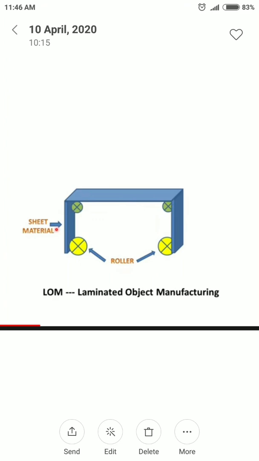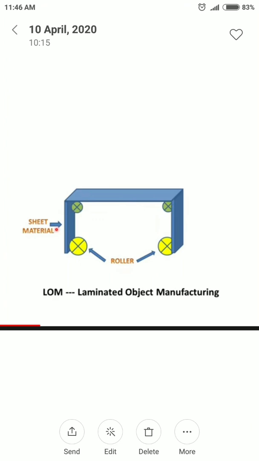Yellow are the main rollers, and green are the supportive rollers. The main rollers are rotational, and whatever sheet you want to move from this side to that side, that work is done by the main roller. Then, just for support so that the sheet does not bend in between the process, we use supportive rollers, and the sheet also moves slowly with their help.